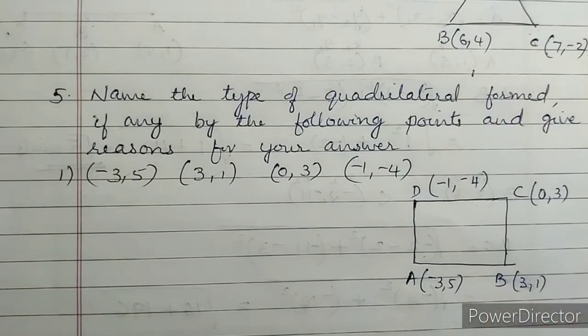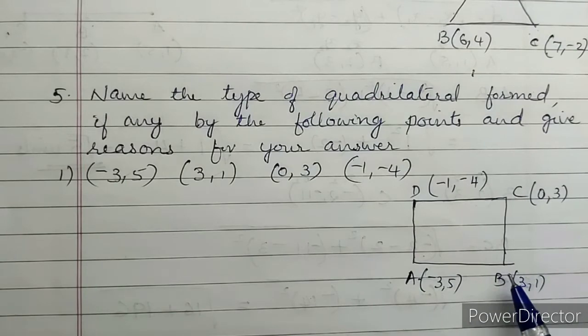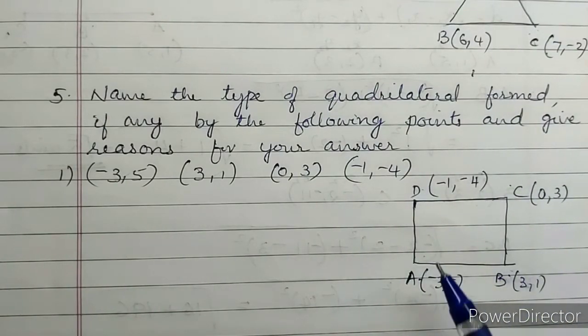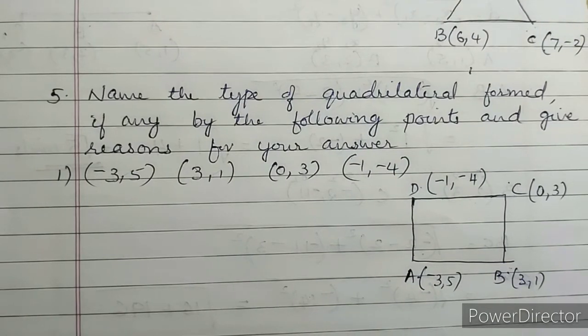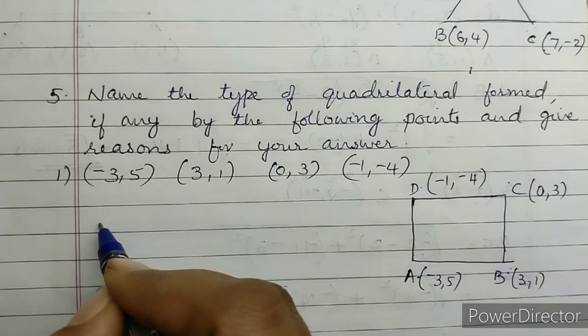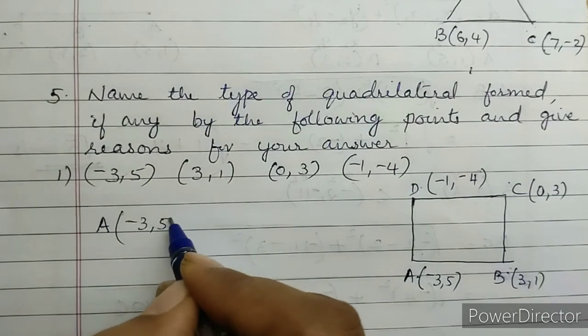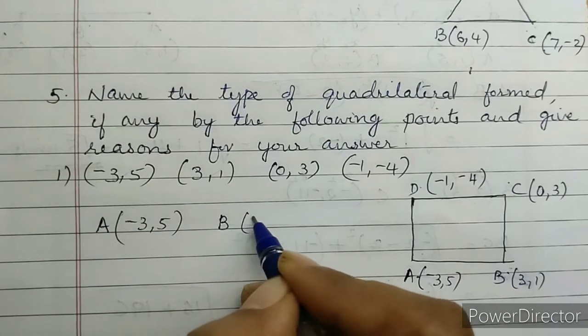So this is the quadrilateral we have taken. Now what you have to do? You have to find AB, BC, CD and DA. Anyway you can take AD or DA, you can take BA or AB, anyway the same answer only you will get. So we will see which type of quadrilateral it is. So AB, A is -3, 5, B is 3, 1.